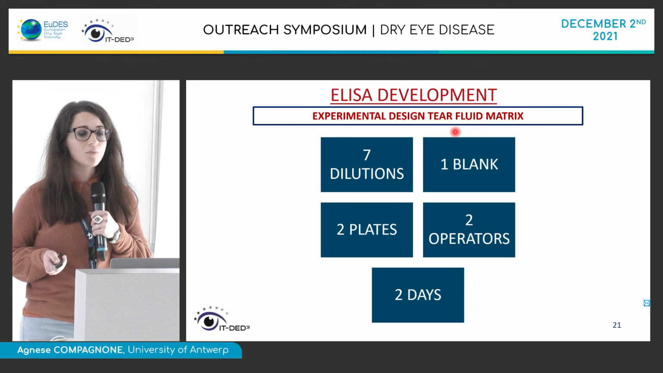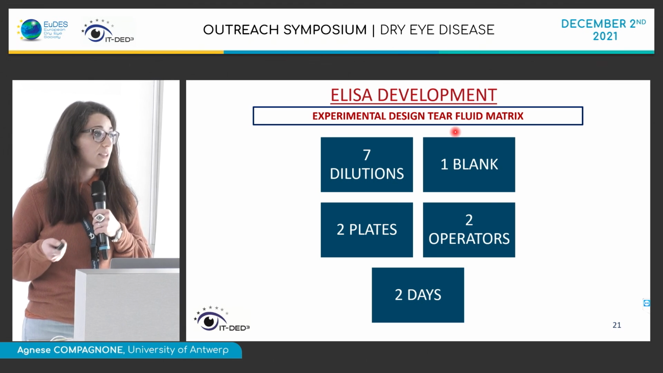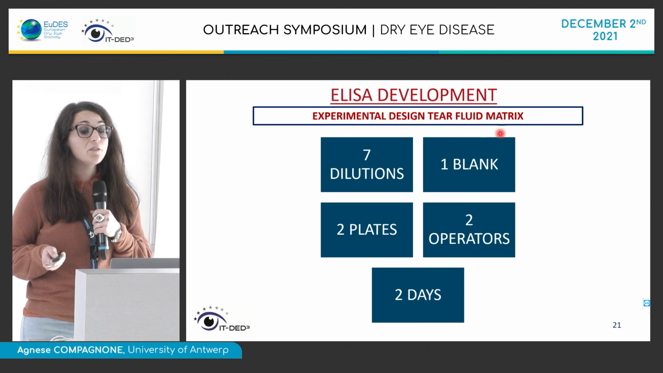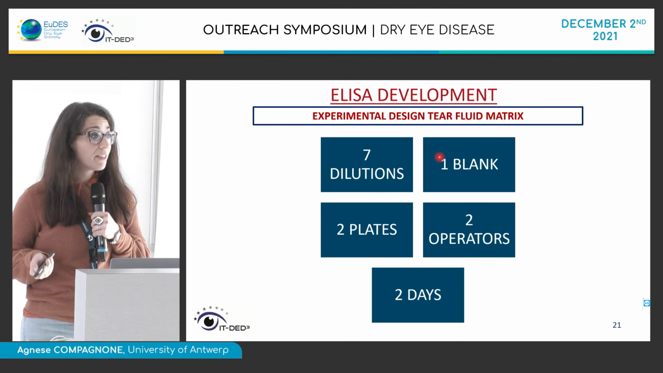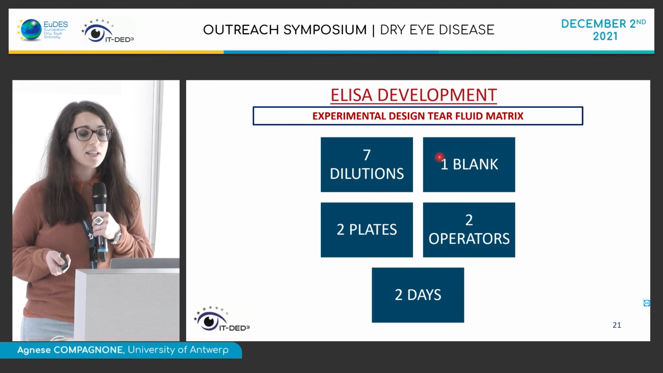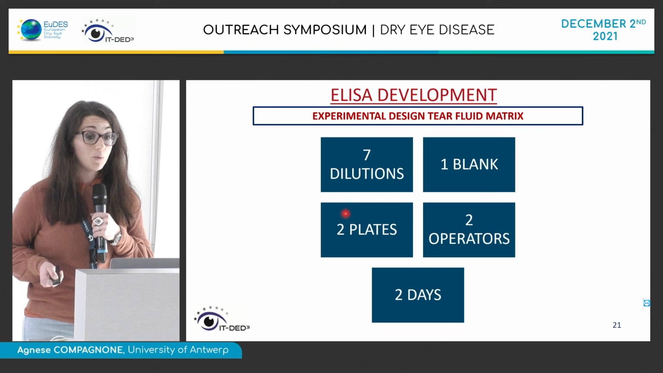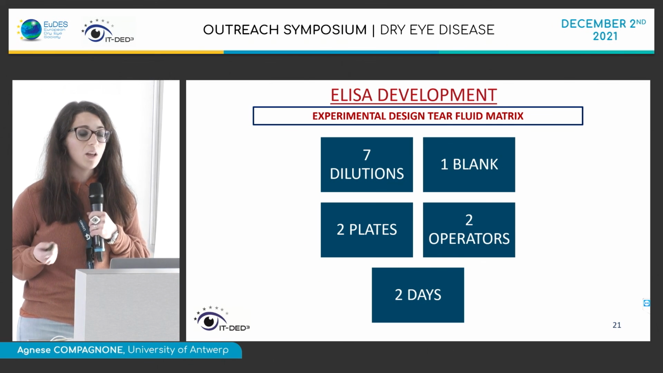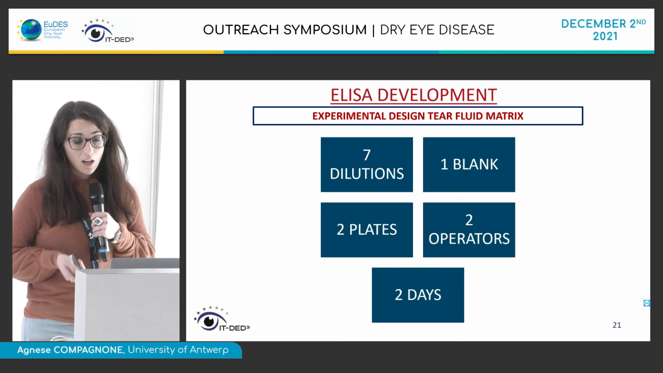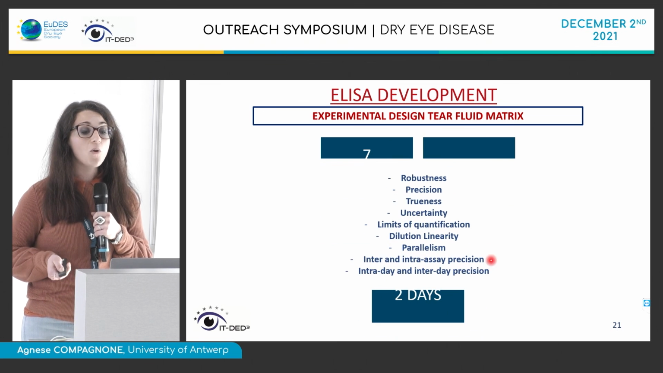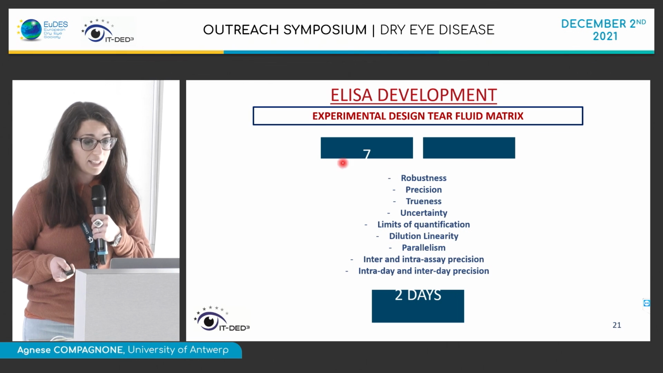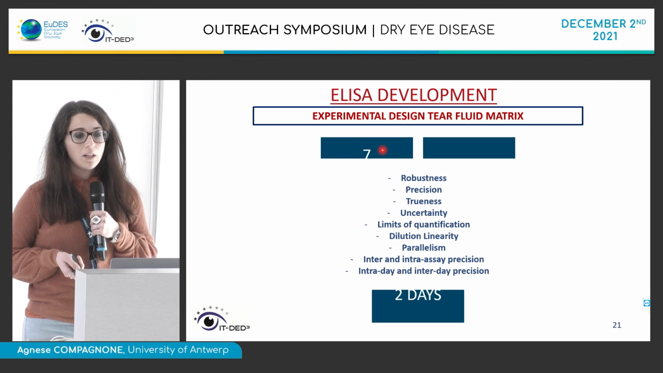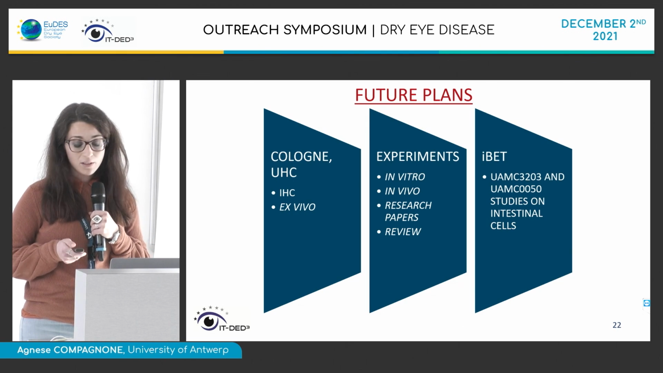So for the final experimental design, I will use tear fluid matrix of just healthy animals, healthy rats, and I will spike them with the antibodies from the company. And then with an experimental design of 7 dilutions, one blank, 2 plates, 2 operators in 2 days, and checking some other parameters for robustness. All the parameters are going to be tested in order to validate the method.